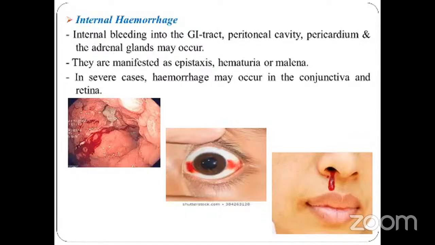Hematuria means intact RBCs are present in urine. Melena: because of internal bleeding the patient may pass black colored stool. Black stool gives a clue about internal bleeding, or there may be a minor bleeding in the gastrointestinal tract and because of that the stool becomes black. So melena is simply black stool. In severe cases the hemorrhage may occur in the conjunctiva, with redness.